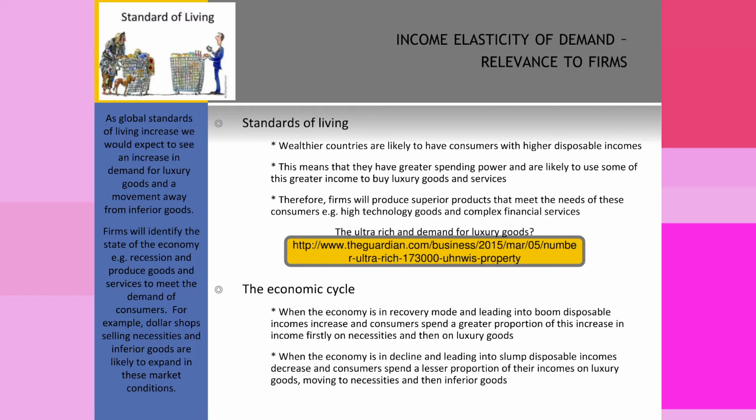So there is a link that you can see there from the Guardian. Could you please pause this video, open that link, read the document, and answer in your books the ultimate rich and demand for luxury goods. So just read, annotate, and summarize how this article is utilizing elasticity.